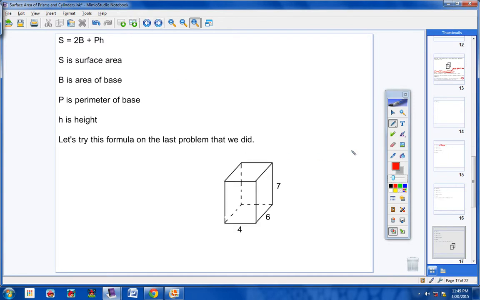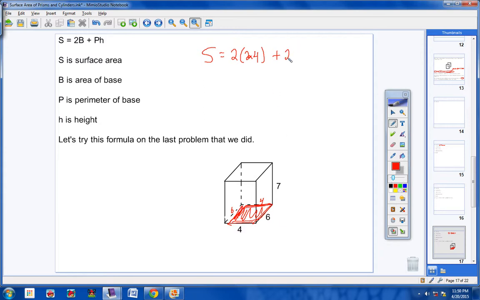So there it is, alright? So here we go. Let's use our formula. Surface area equals 2 times capital B, area of the base. Well, area of the base is 24. That was easy enough. 4 by 6, the area of the base is 24. Plus, now the perimeter of the base, well, the perimeter is 4 plus 6 plus 4 plus 6. Is that not the perimeter all the way around the base? 4 plus 6 plus 4 plus 6. Well, that's going to be 20.